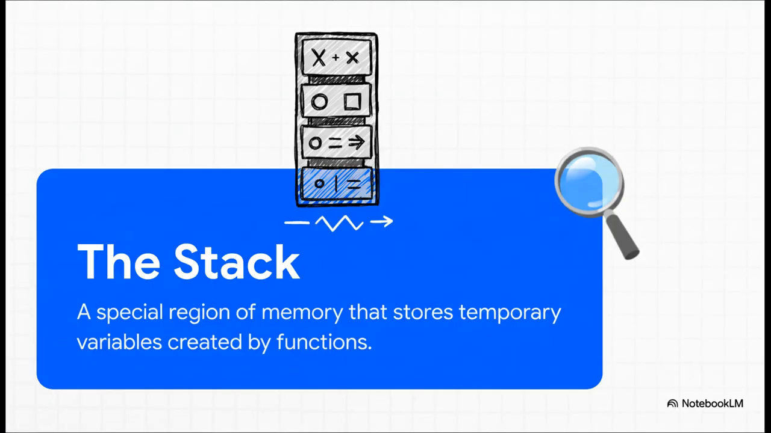So what is it officially? Well, the stack is a special area of your computer's memory that stores temporary variables. Think about all those little variables you declare inside of a function. The most important part, though, is that it's managed for you. The CPU handles everything automatically, which makes it incredibly fast.